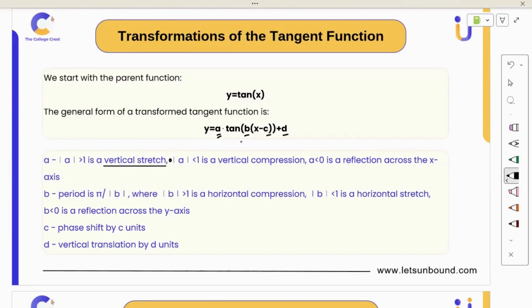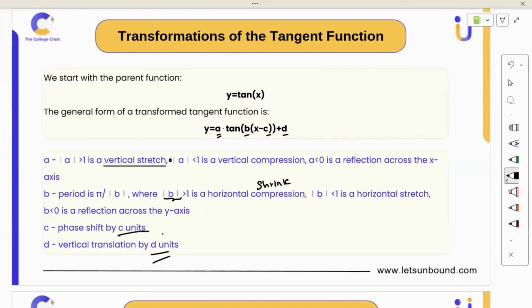And the period-affecting factor is B. The new period is pi divided by the absolute value of B. As a transformation factor, if the absolute value of B is greater than 1, it's a horizontal compression. And if the absolute value of B is less than 1, it's a horizontal stretch. Another word you can use is shrink. And C is the phase shift by C units.